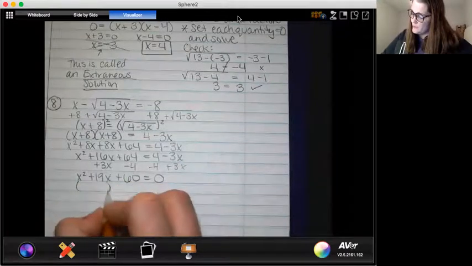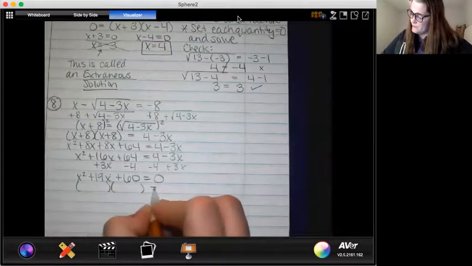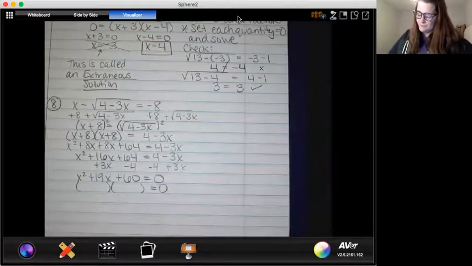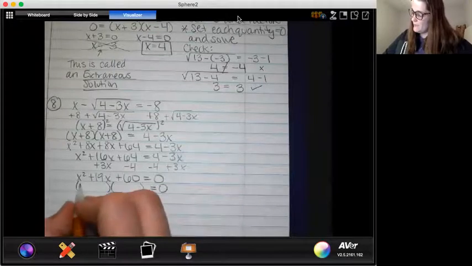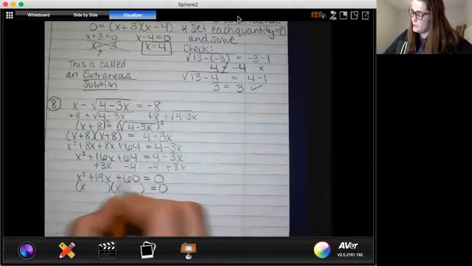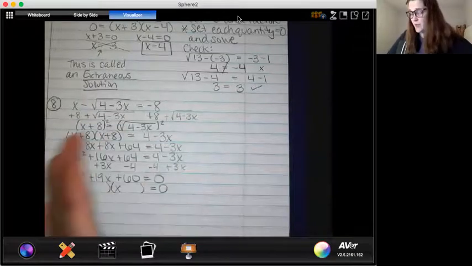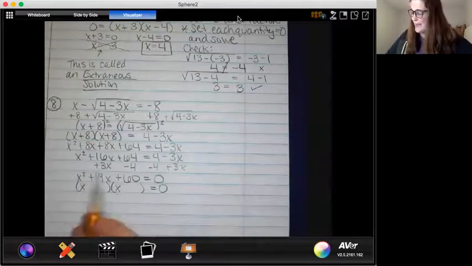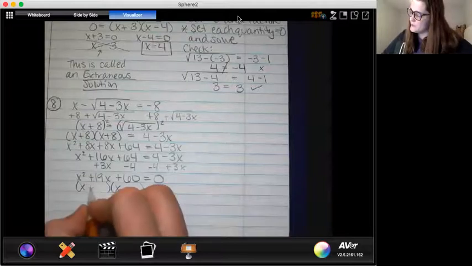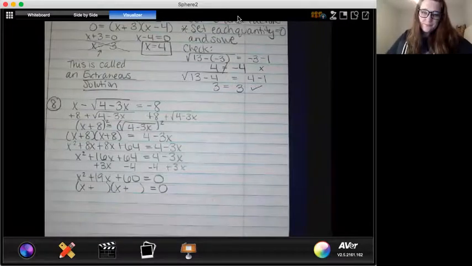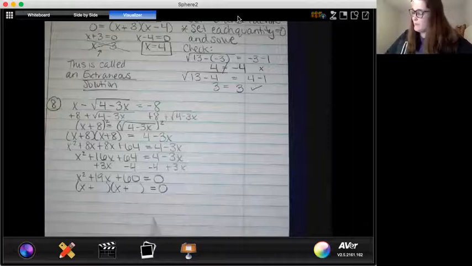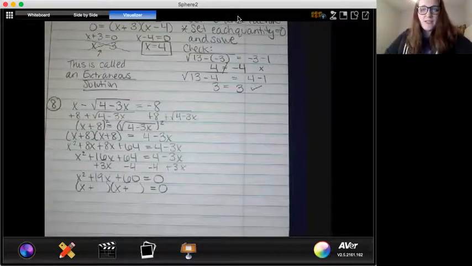Now we want to factor. So we have x and x. Okay, we're multiplying to a positive. So it could either be positives or negatives, but we're adding to a positive. So we do know that they should both be positive. Now we want factors of 60 that add to 19.